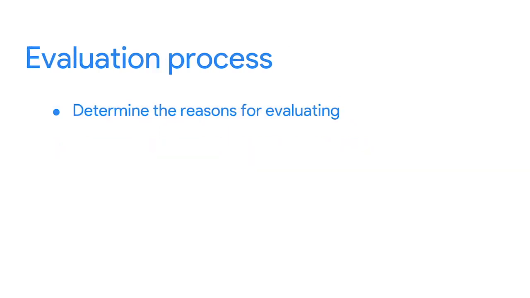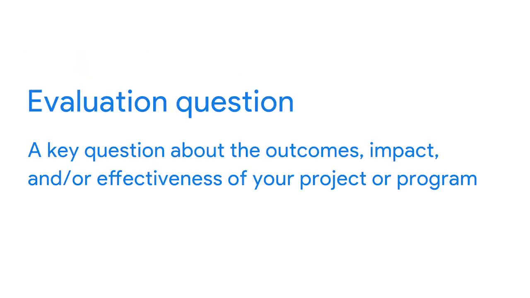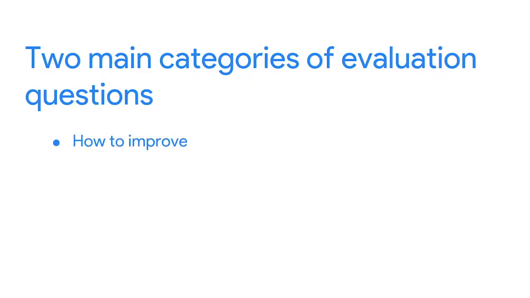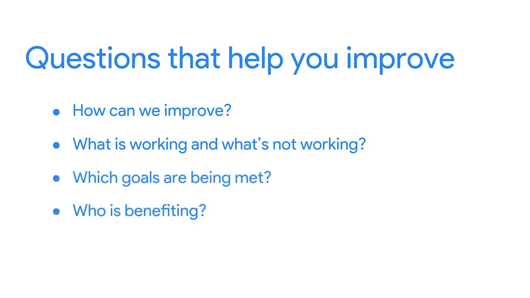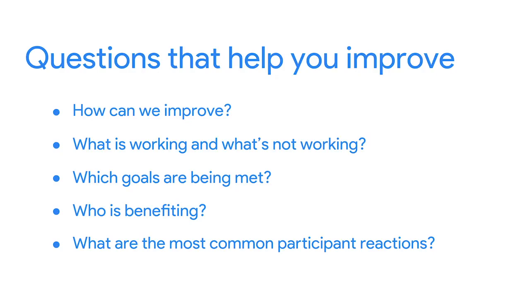Once you've decided what your reasons for evaluating are, you're ready to write out your evaluation questions. An evaluation question is a key question about the outcomes, impact, and/or effectiveness of your project or program. There are 2 main categories of evaluation questions: questions that ask how you can make improvements, and questions that help you measure and compare. Questions that help you improve sound like this: how can we improve? What is working and what's not working? Which goals are being met? Who is benefiting? What are the most common participant reactions?